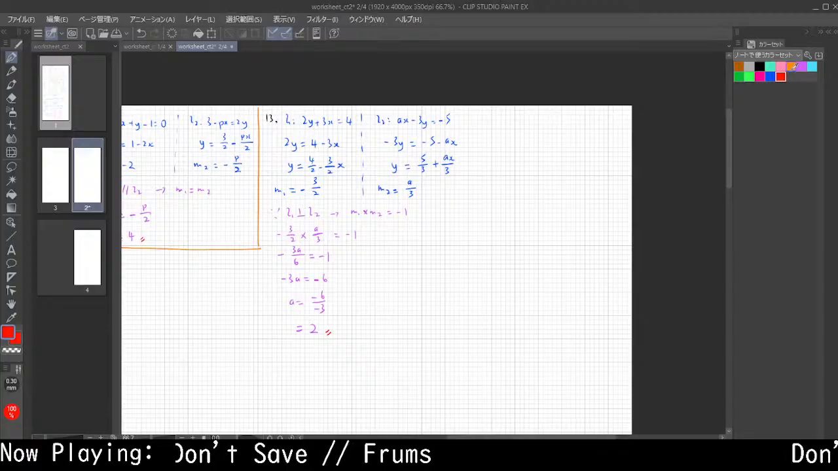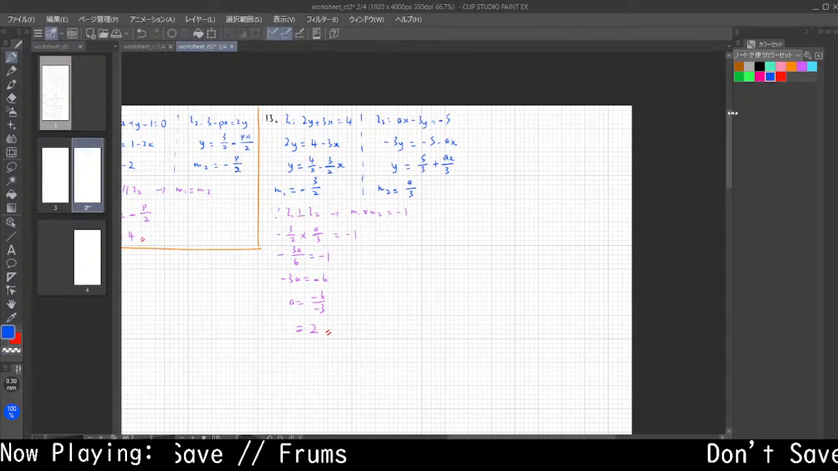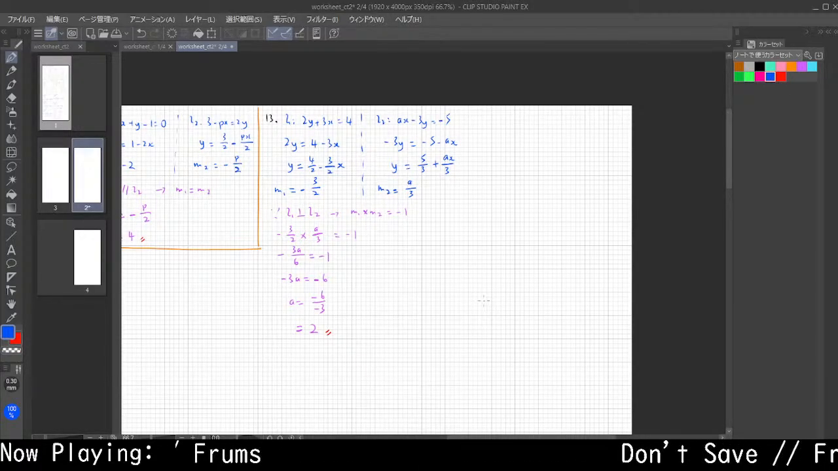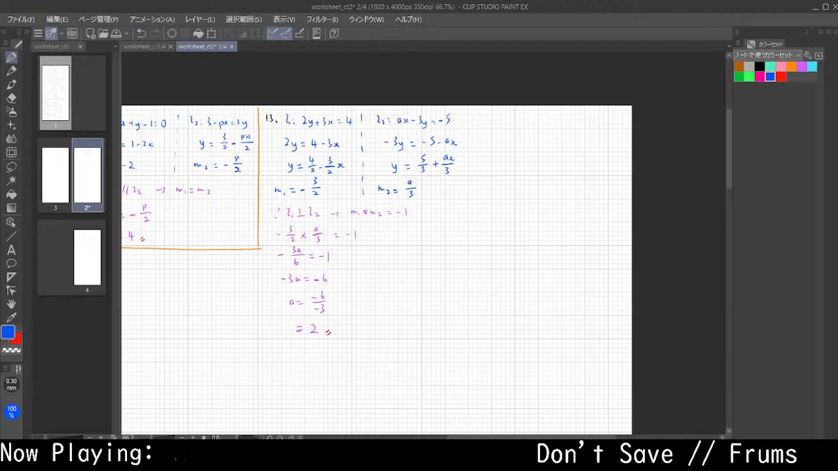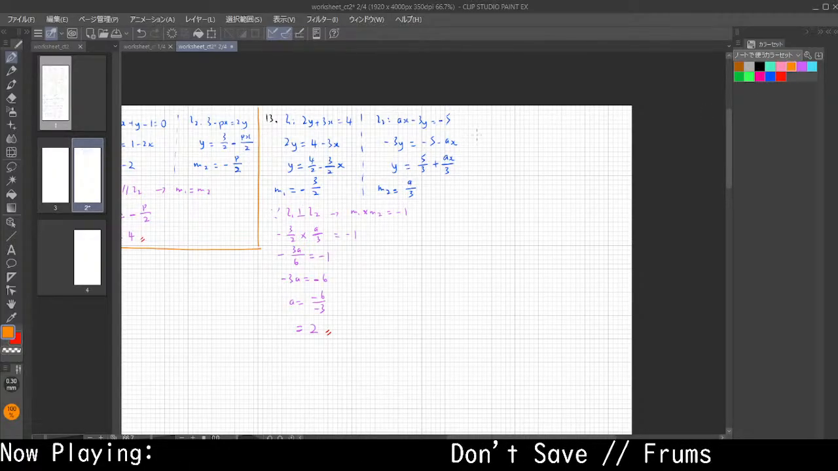14. Basically, 14 and 15 are the same idea, just that you don't have L1, L2. You don't have the symbols. They're basically in the form of their original words.